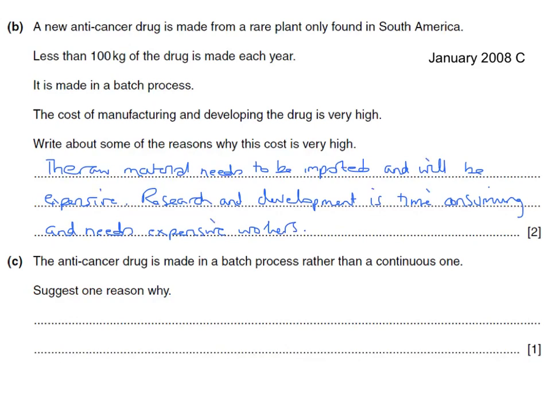The anti-cancer drug is made in a batch process rather than a continuous one. Suggest one reason why. This is because demand is low, so it must be made when it is needed.